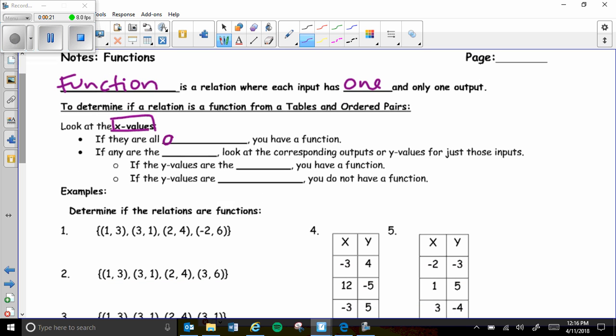If they're all different, then you automatically have a function. If any of them are the same, then you look at the outputs or the y values for just those x's. If the y values are also the same, then you have a function, but if the y values are different, then you do not have a function.